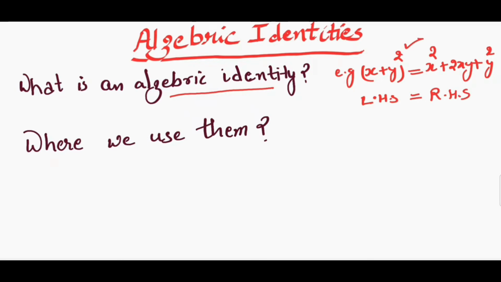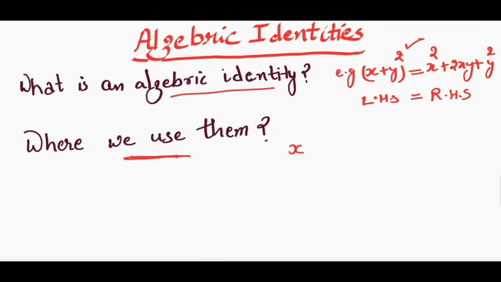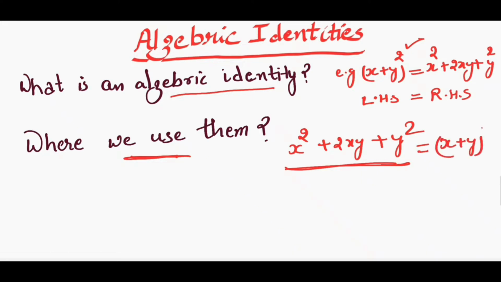So where are we going to use them? To find the factors of given polynomials. Take x^2 + 2xy + y^2. This is a polynomial. What are the factors of this polynomial? We can directly use the identity. We know this is equal to (x + y)^2, so we can say that x + y is a factor of this polynomial. That's why these algebraic identities are very important, and we'll do lots of questions related to them.